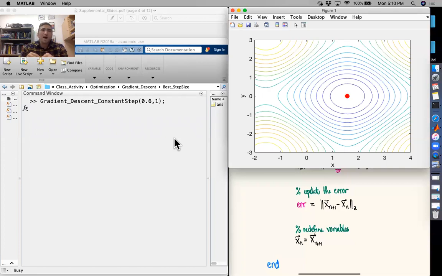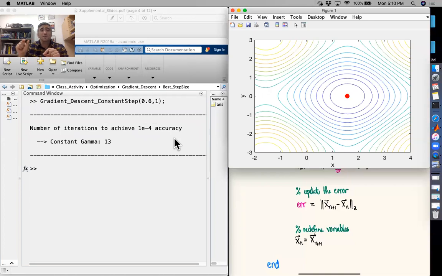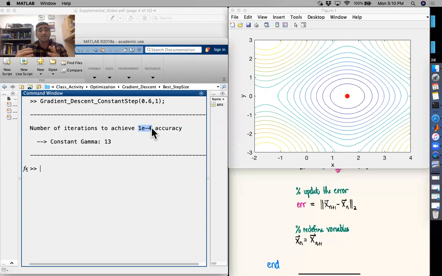Now, it looks like we're not moving much, but that's just because the error tolerance is so small. In this particular case, it's a 10 to the minus 4 accuracy. And it took us about 13 steps, which honestly is not bad for this 2D problem.